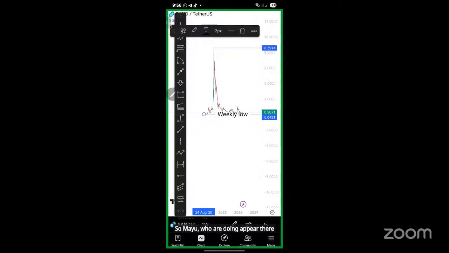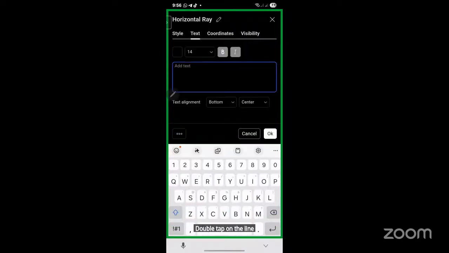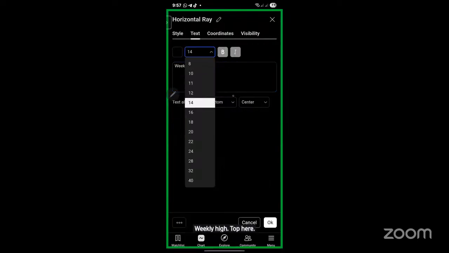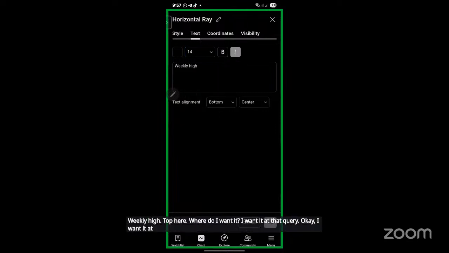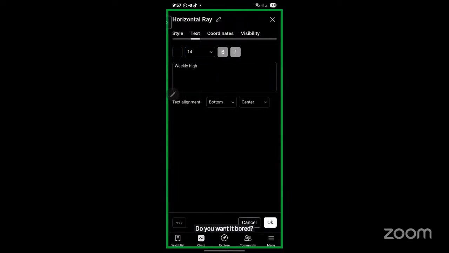Weekly low. Come to the upper line here. Double tap on the line. Weekly high. Tap here. Where do I want it? I want it at 14. Do you want it bold? Yes, bold it. Do you want it italic? You italicize it. Do you want it at the bottom? Yes, for me, I want it in the middle.